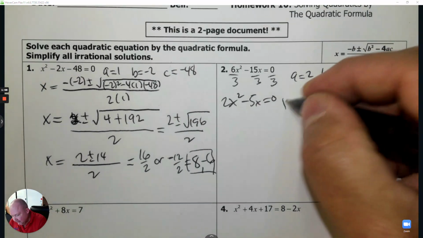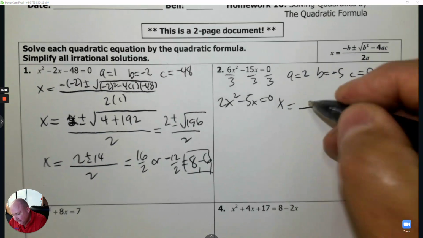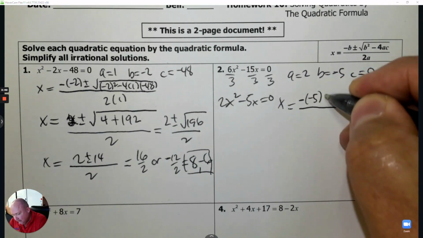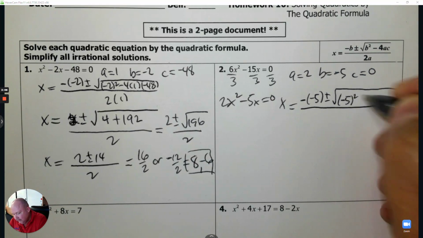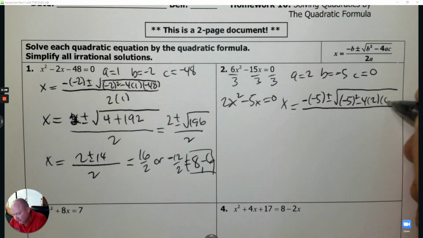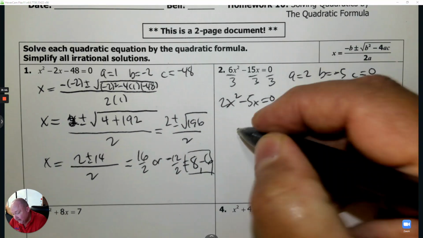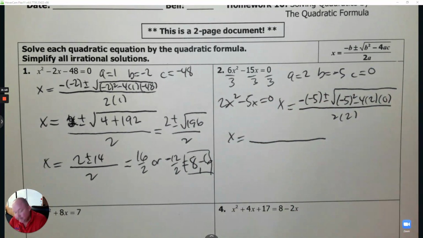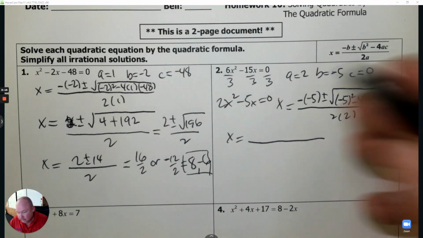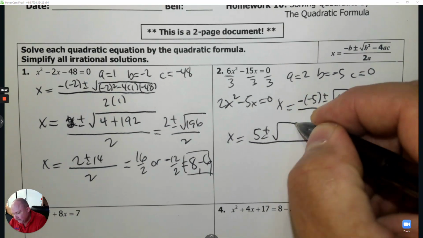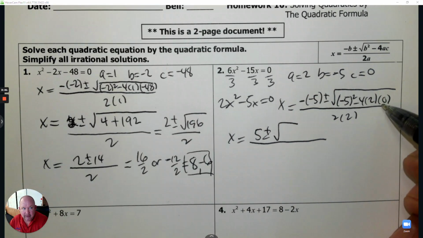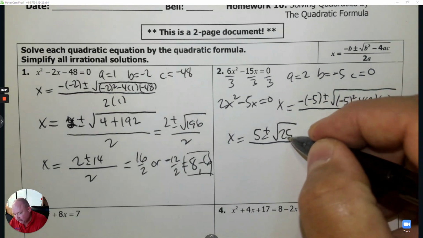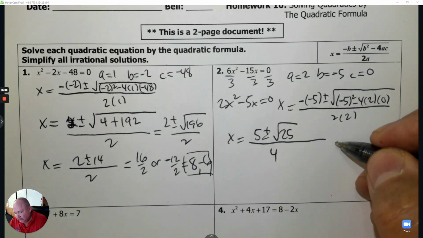The formula is x equals -b plus or minus the square root of b squared minus 4ac all over 2a. And then we're going to solve it. So a negative times a negative is positive 5. -5 squared is 25. Any number times 0 is 0. So that's just the square root of 25. 2 times 2 is 4.